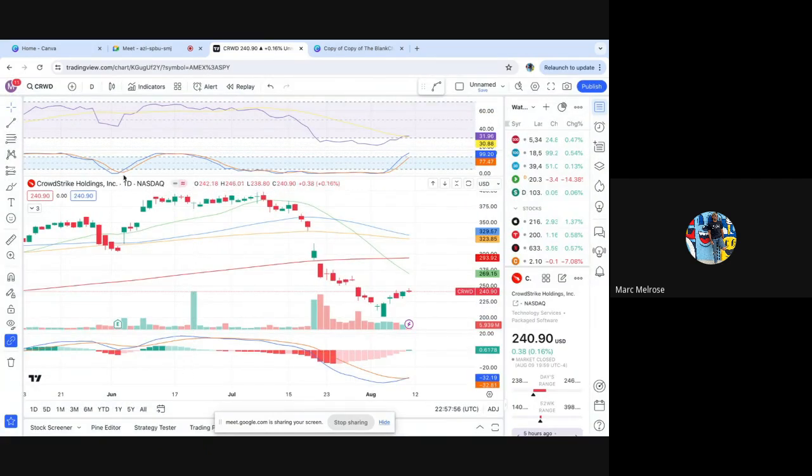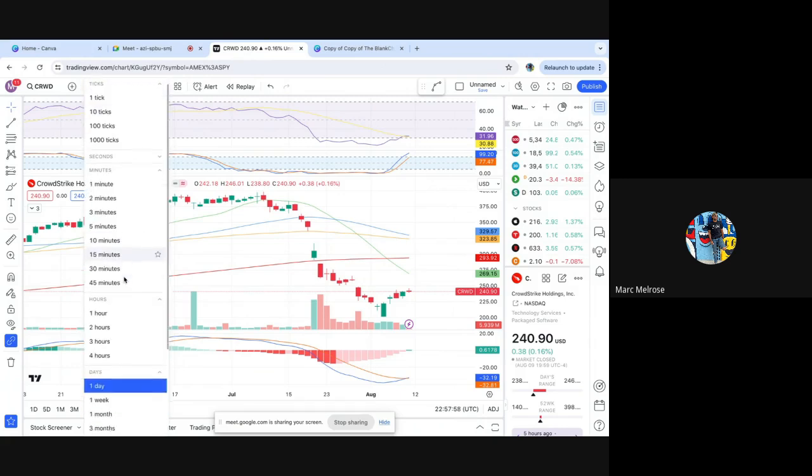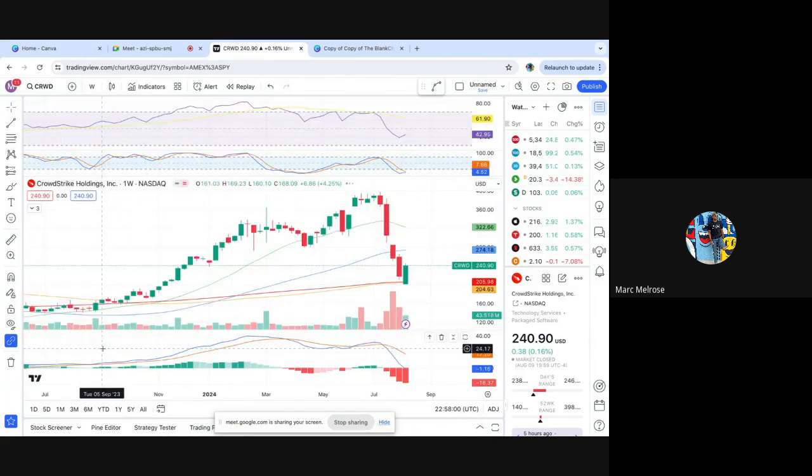CrowdStrike Holdings. Okay, so let's take a look at CrowdStrike. We'll start off with the weekly, see what's happening on the weekly, and then from there we'll move to the daily to see how it's going to be looking for the next week coming up. So looking at the weekly, I already see that it looks like we're testing support. So we had 4 weeks of cool down, coming back to about 205, and it's looking like it's testing this bottom.